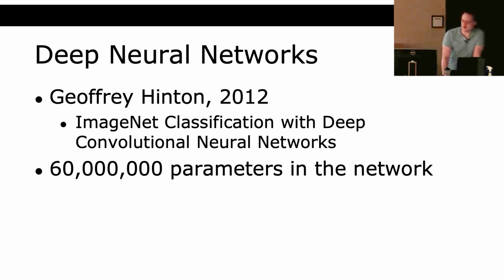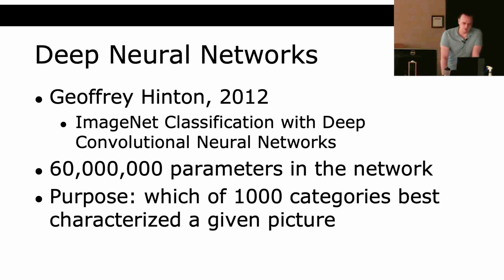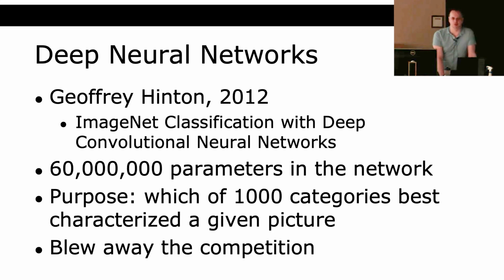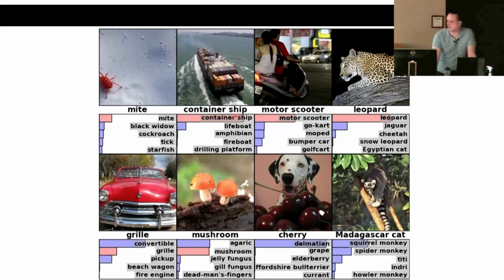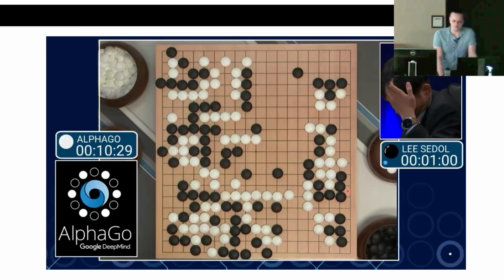They had 60 million parameters in the network, and this competition was given 1,000 different categories of pictures, and you try to classify these pictures into one of the categories. And this blew away the competition in a massive way. Here's an example where they were successfully able to classify all of these images, and we'll go into that a bit in the next lecture. Since then, there's been a tremendous amount of success, and these slides are actually kind of old now. I'm not even mentioning any of the stuff with ChatGPT or large language models, but just specifically for games, for example.